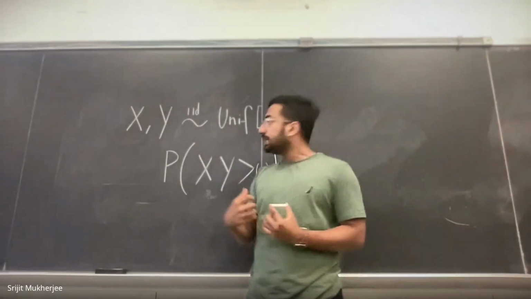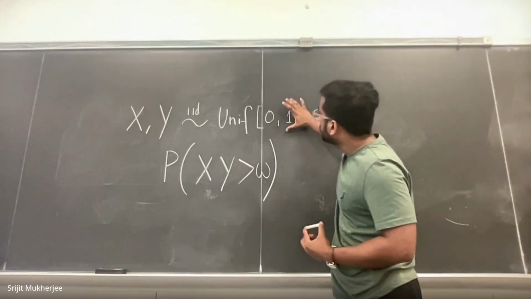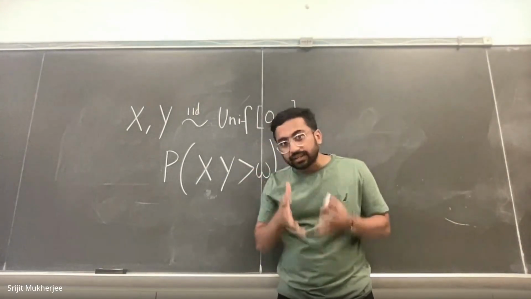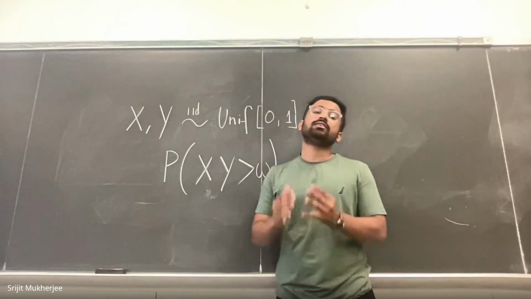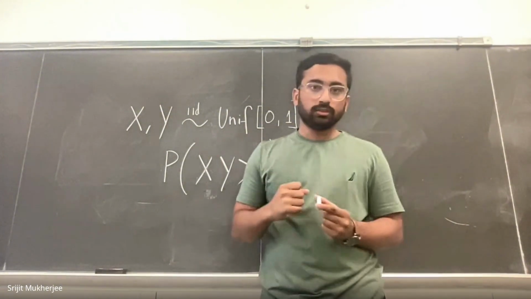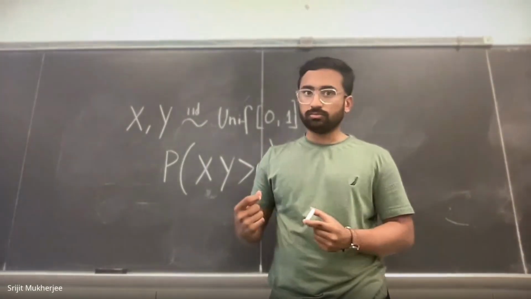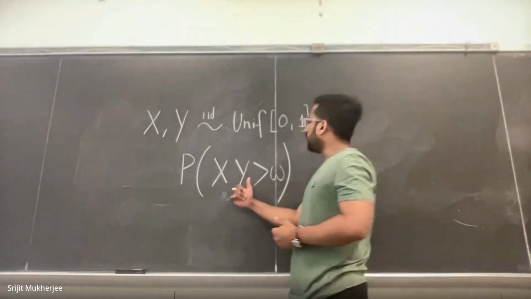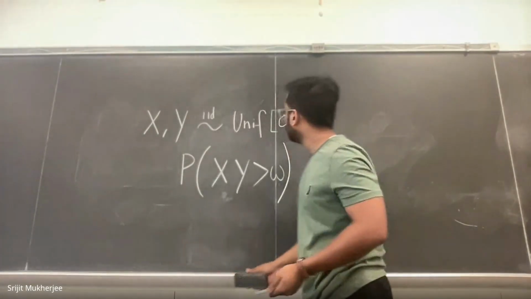but since the support is restricted, like it's 0, 1, you will see that we will run into a geometric issue. And that is exactly the problem I'm going to discuss with you. So you have to find the probability x times y is greater than w. So how to approach this problem?